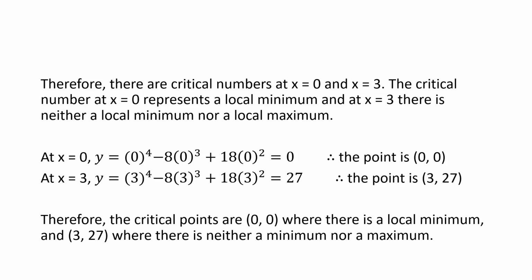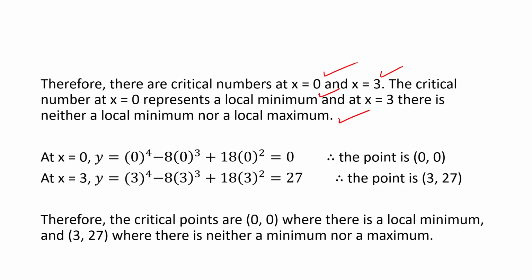So we can say, therefore, the critical numbers are at x equals 0 and x equals 3. Those were the values of x that set the first derivative equal to 0. Now, the critical number at x equals 0 is a local minimum. We expressed that on the previous slide. And at x equals 3, it's neither.